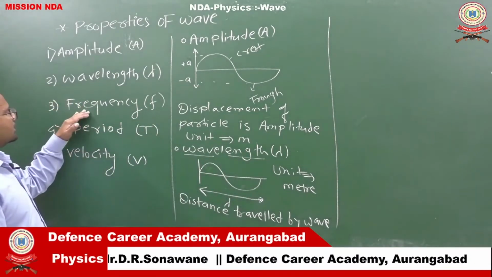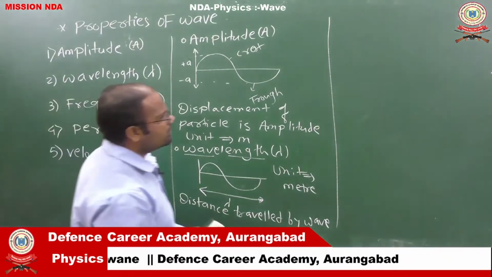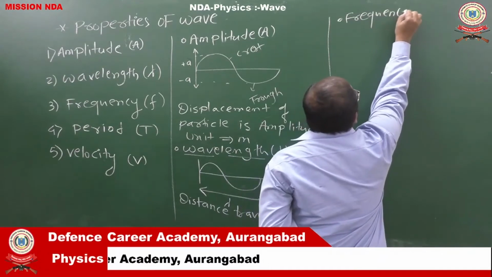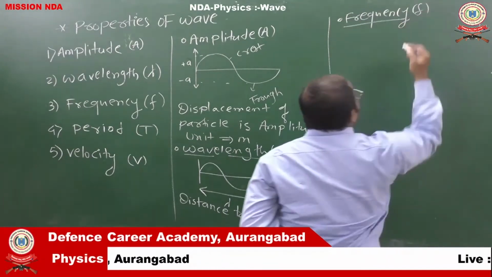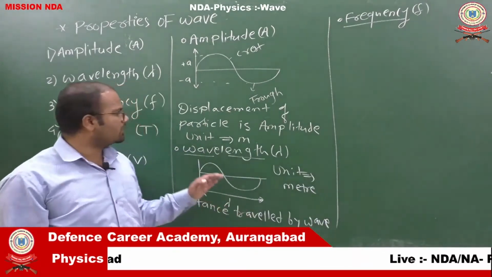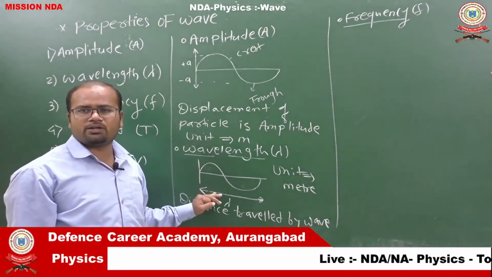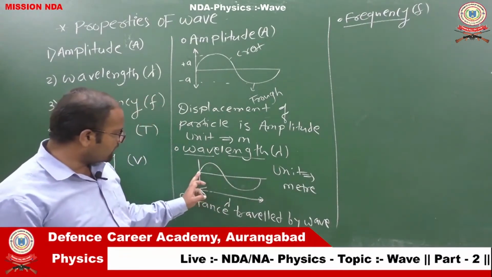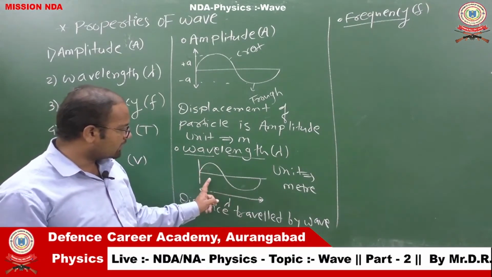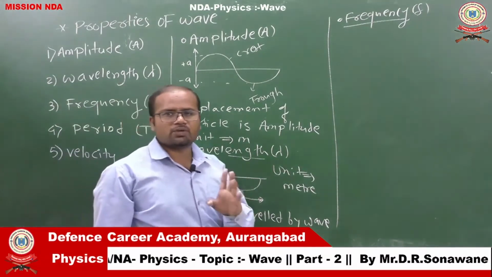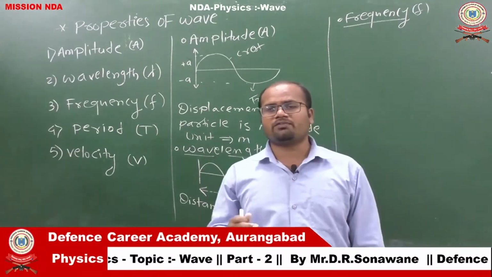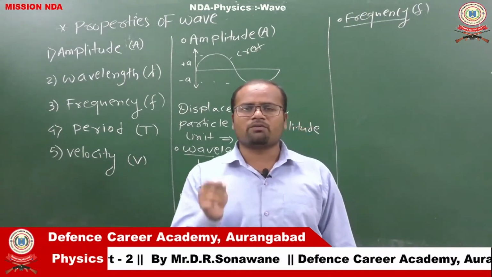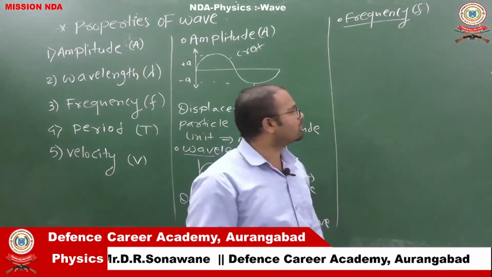After that, the next property of the wave is frequency. Very important property. Frequency of the wave is denoted by f. Then what is frequency? Frequency is nothing but the number of oscillations, or we can say number of turns, number of vibrations per second. If we consider one wave, that is crest and trough, and the time required to travel this much distance is 1 second, then the number of crests and troughs in 1 second is nothing but the frequency of that wave. So the number of turns, number of oscillations per second is nothing but the frequency.